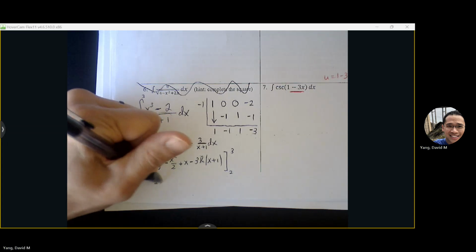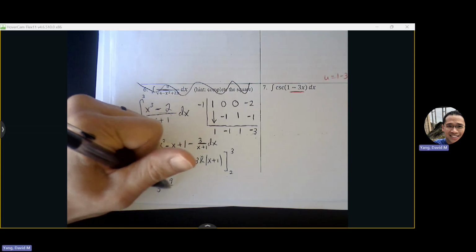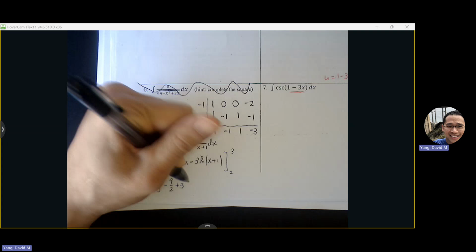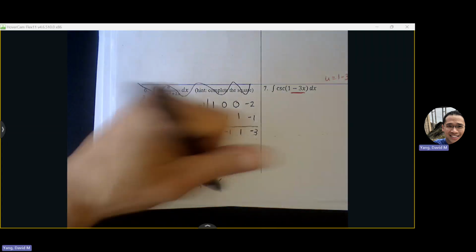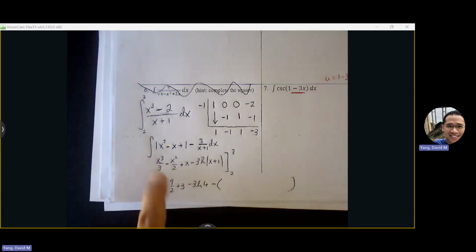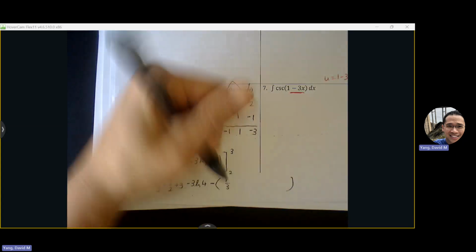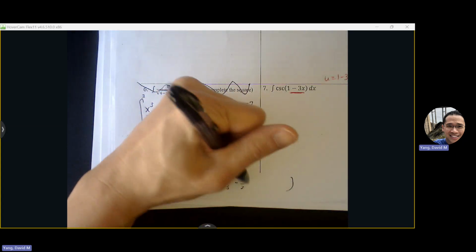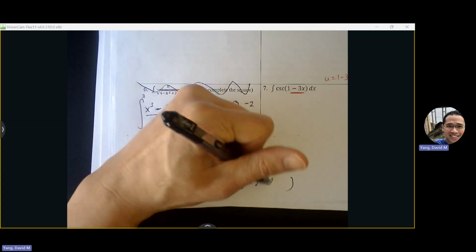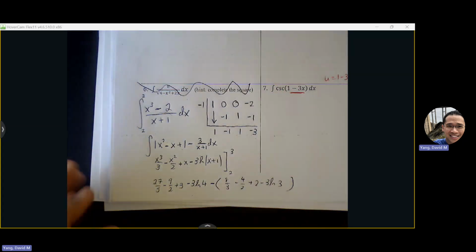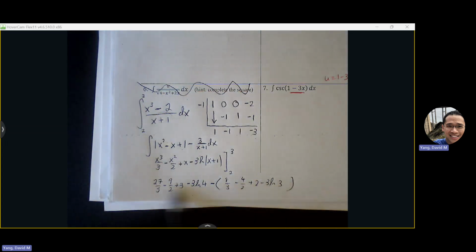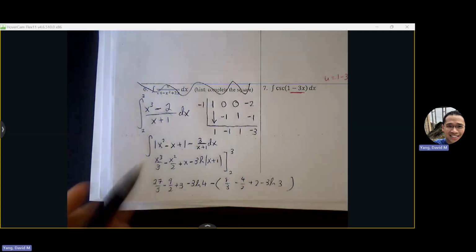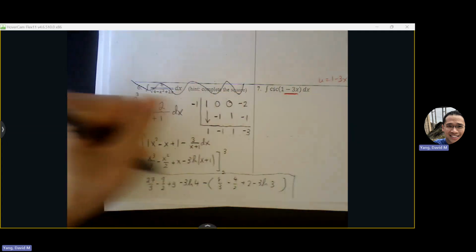So 27 over 3 minus 9 over 2 plus 3 minus 3 natural log of 4, minus big parentheses. And then repeat the same thing with the 2. 8/3 minus 4 over 2 plus 2 minus 3 natural log of 3. I saw this on the quiz where some students, when you see bounds, still want to do a plus c. So we don't do plus c's anymore. If there are bounds, the c's will just go away. So this is also acceptable on the AP exam.